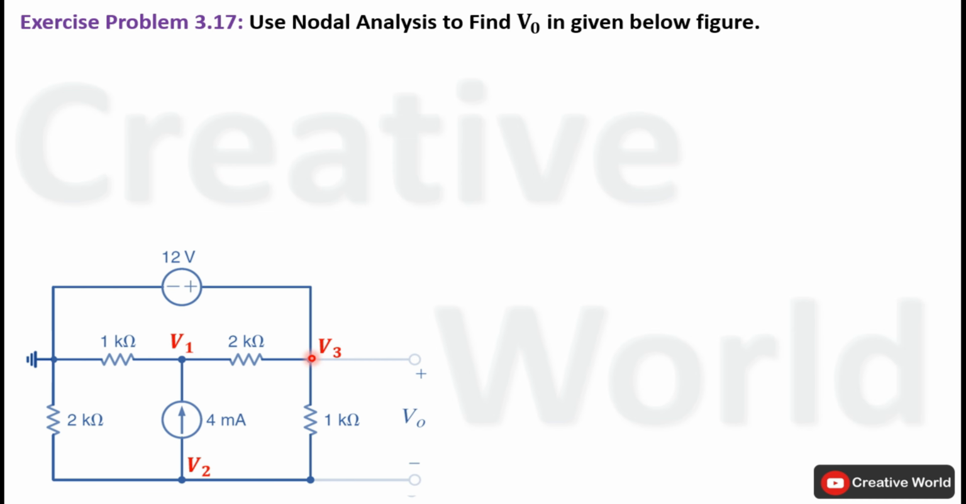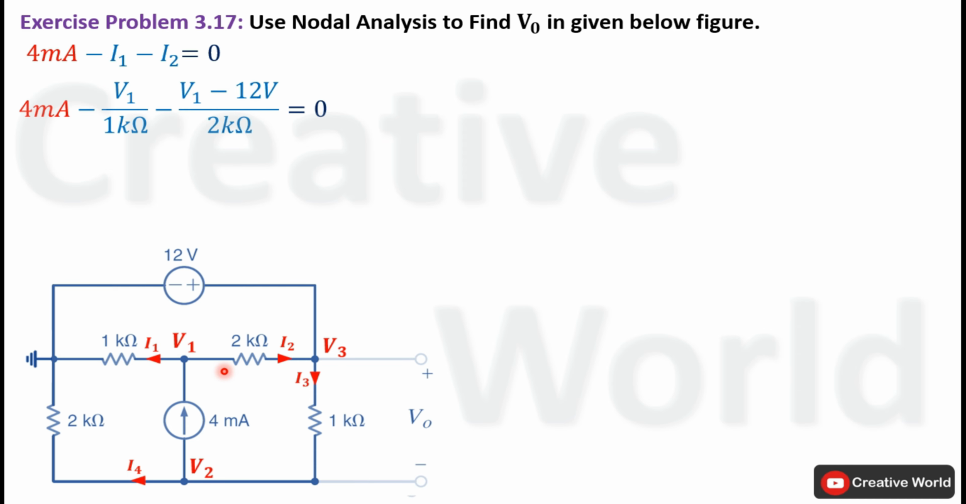Current I1 will be equal to the voltage across this 1 kilo ohm resistance with respect to this reference node, that is V1. V1 divided by 1 kilo ohm will be equal to I1. Similarly, current I2 will be equal to the potential difference of these two node voltages divided by the value of the resistance, V1 minus V3 divided by 2 kilo ohm.